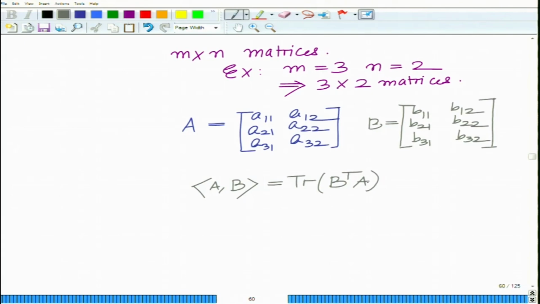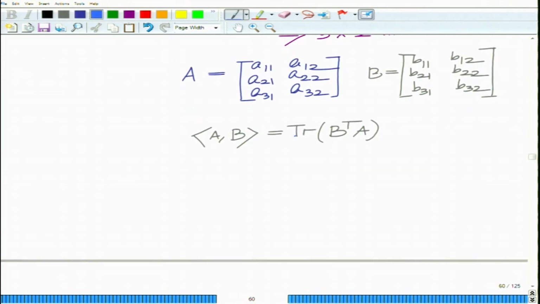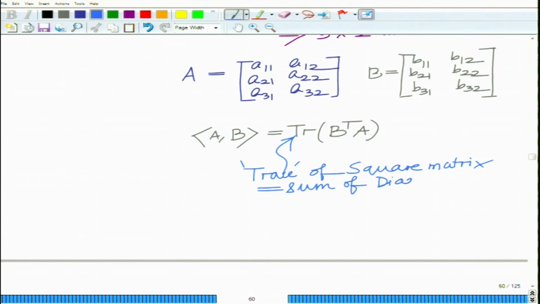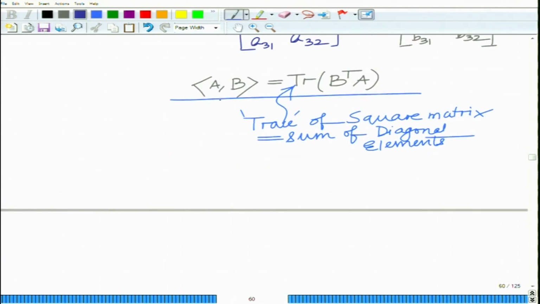B transpose A. Now this is an interesting concept, that is the trace of a square matrix. This is the trace operator. This is defined as equal to the sum of the diagonal elements of a square matrix. That is the trace of the square matrix, and this can be shown to be an inner product.